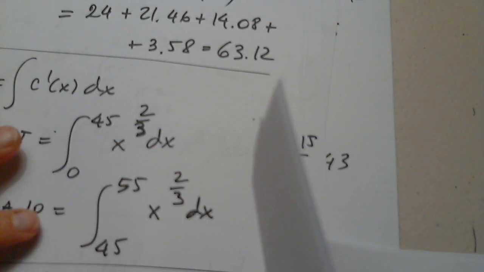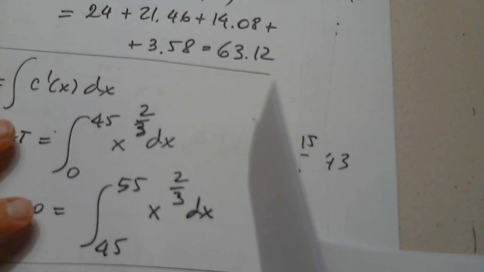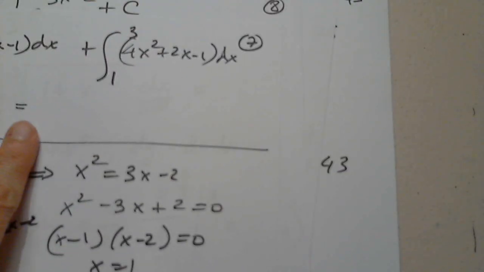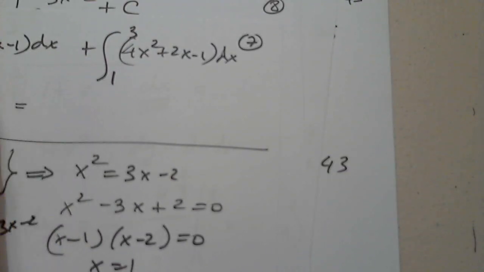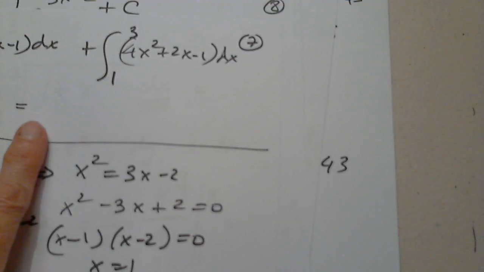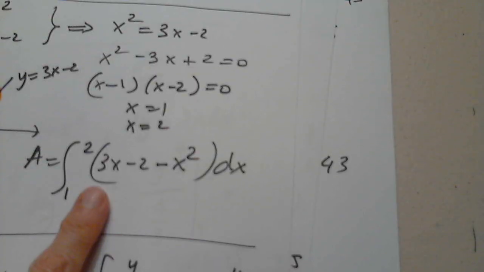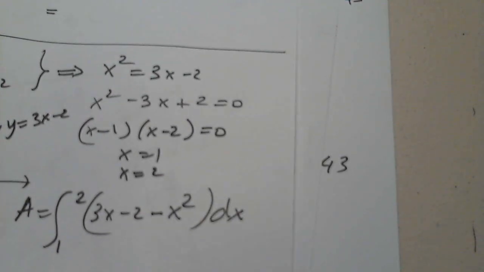These two we did not finish. Are you okay with these two? Okay. Here we did not finish because we did not put those in the calculator. Is this okay? Okay, this one we did not finish because we didn't put it in the calculator.